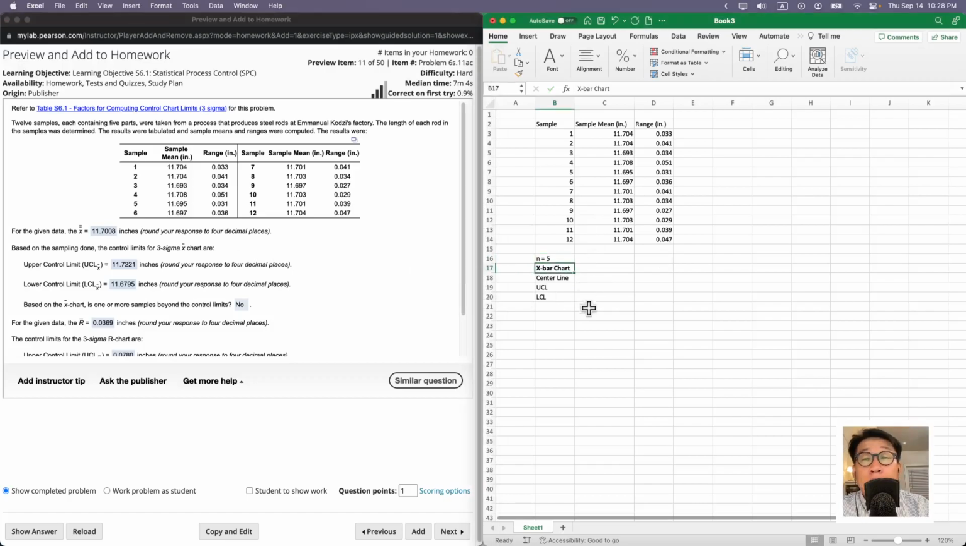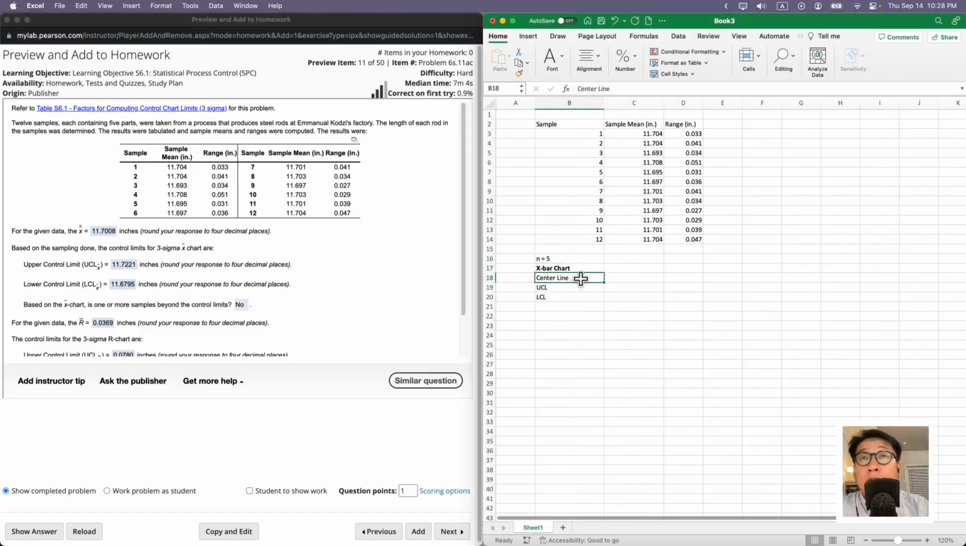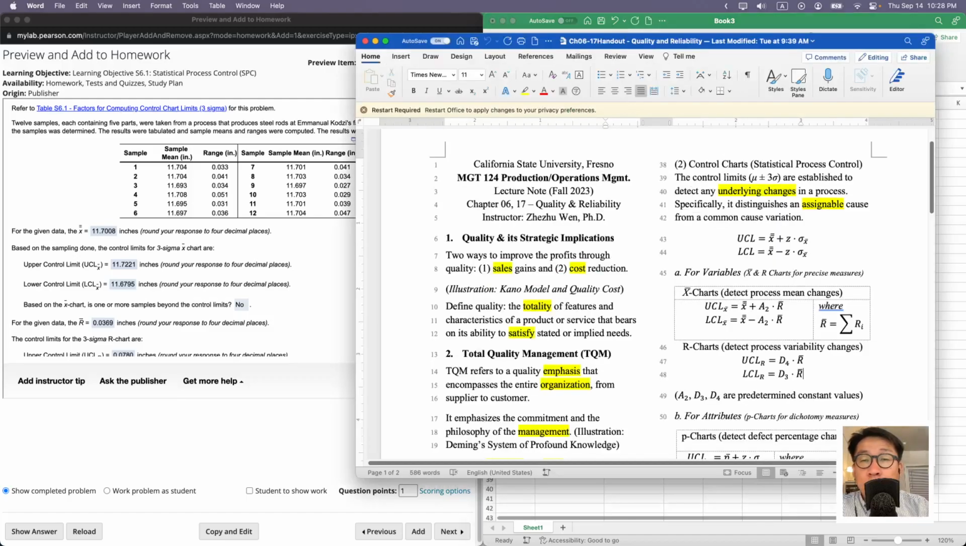And for the X-bar chart, you need to find the center line. The center line is usually your X-bar-bar, the average of the X-bars, and if you look at your lecture notes, it is defined there. Your upper control limit is defined by the center line, which is X-bar-bar, plus a constant A2 multiplied by the R bar.